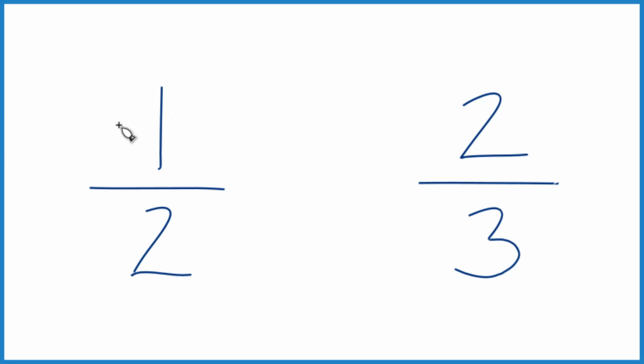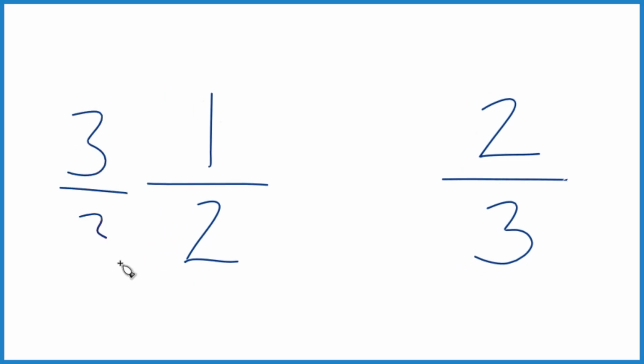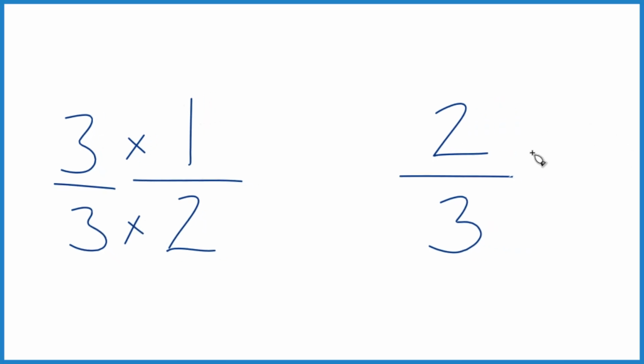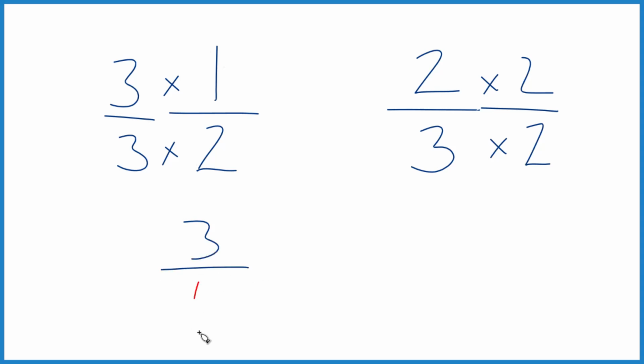So I could multiply numerator and denominator here by 3 over 3. Over here, I'm going to multiply by 2 over 2. That way I get 3/6, which is the same as 1/2, and here I get 4/6, which is the same as 2/3. And that's really nice because now I have the same denominator.